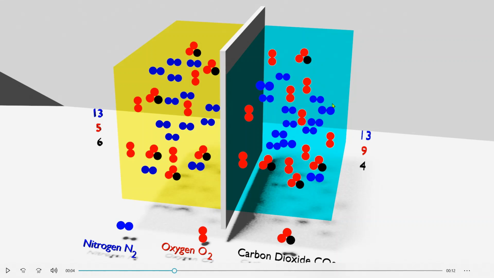Next up is pure O2. There are 5 inside and 9 outside the cell. When diffusion takes place, 2 oxygen molecules from outside come inside the cell to make 7 molecules aside.